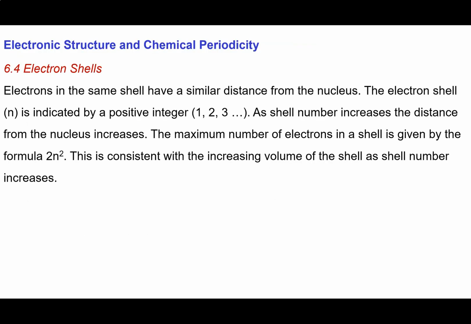So electrons that are in the same shell have a similar distance from the nucleus, or a similar energy. As we move to higher shell numbers, we're moving to other layers of electrons, to larger layers of electrons. So the electron shell is indicated by a positive integer, so 1, 2, or 3, and the maximum number of electrons that can be accommodated in a particular shell is given by the formula that the maximum number of electrons is equal to 2n squared.